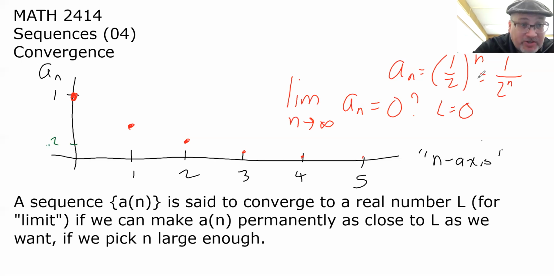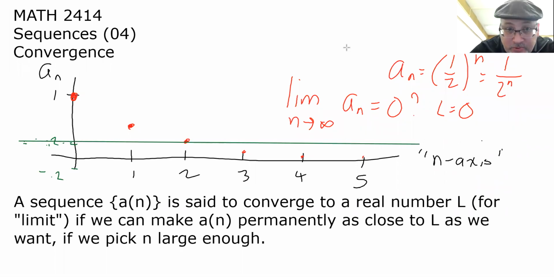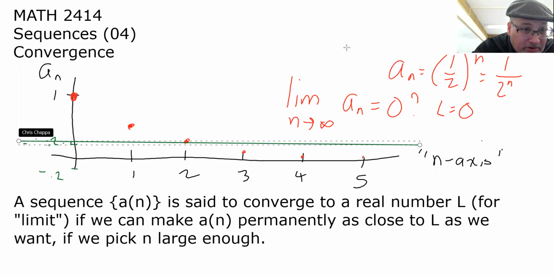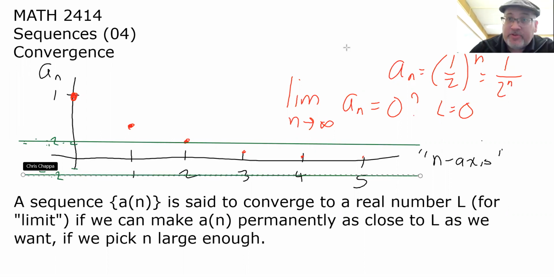Now, within 2/10 of 0 means that it can be 2/10 below as well. So we're going to set up this little strip, if you will. How about I draw a line here, take advantage of what I can do. And we draw another line here at -0.2. So in this case, what we're saying is as close to L as we want.